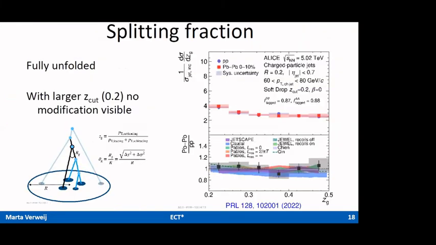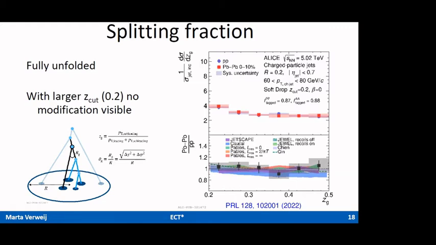So here you see a fully unfolded result now with a z-cut of 0.2 from ALICE in central Pb-Pb collisions. And at the bottom, you see the ratio between Pb-Pb and pp. And okay, within these experimental uncertainties, you don't see any modification. Yeah, so there's none. And you can also see for the models, there's not much. Most of the models also have an uncertainty, and within that uncertainty, there's also no modification. So either this whole splitting function is not modified at all, or it's happening at lower z scales.